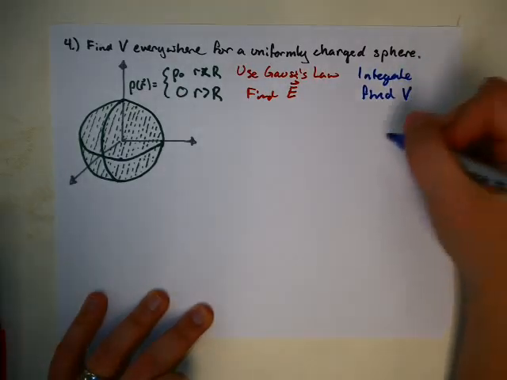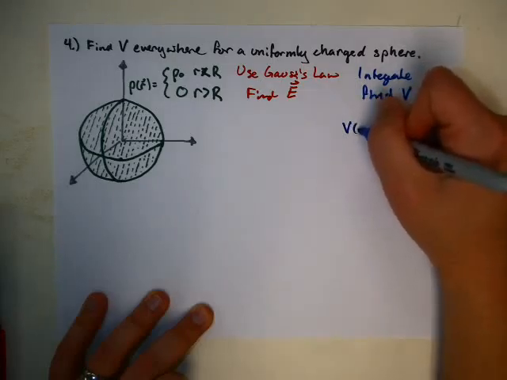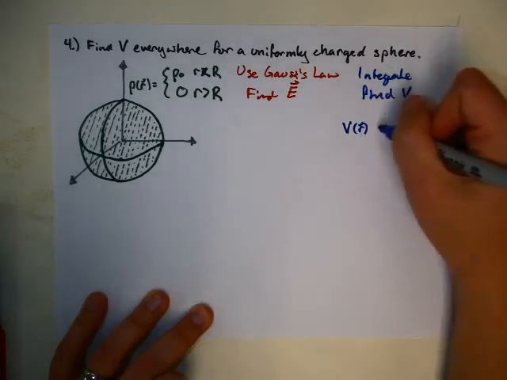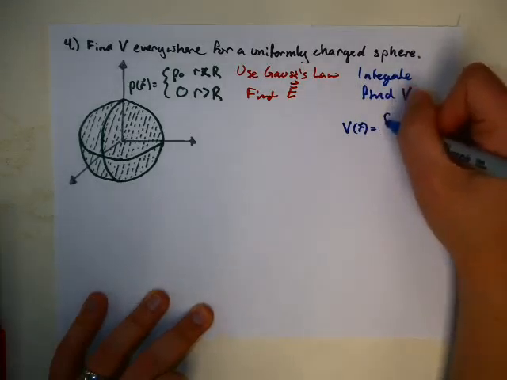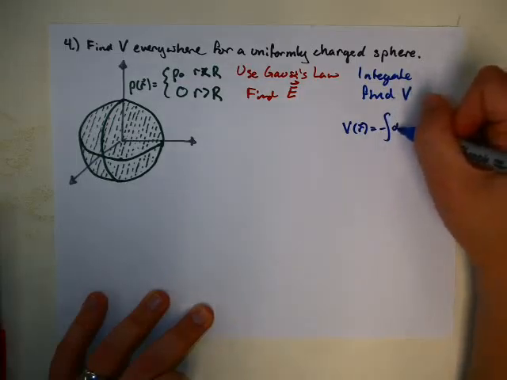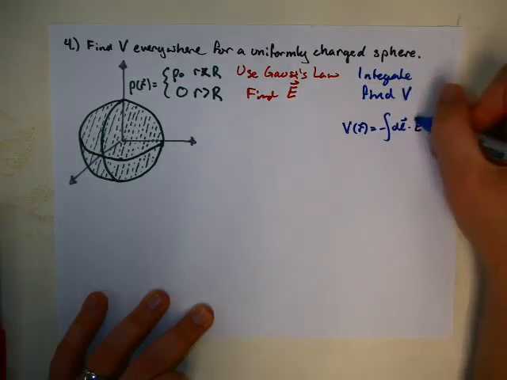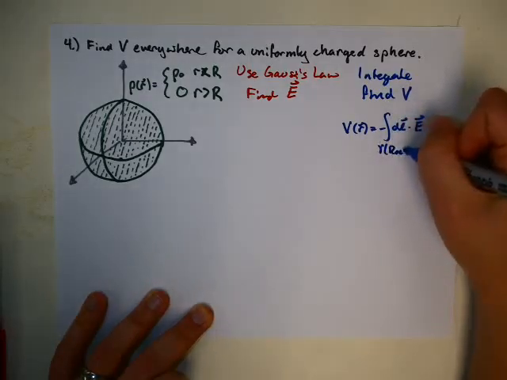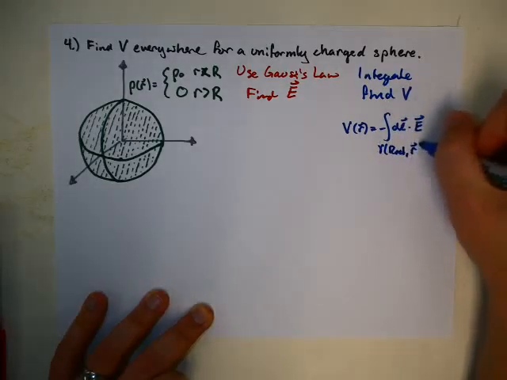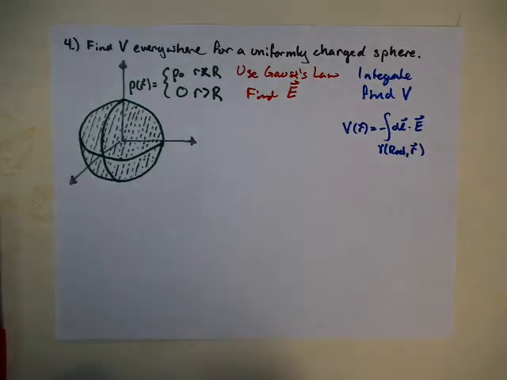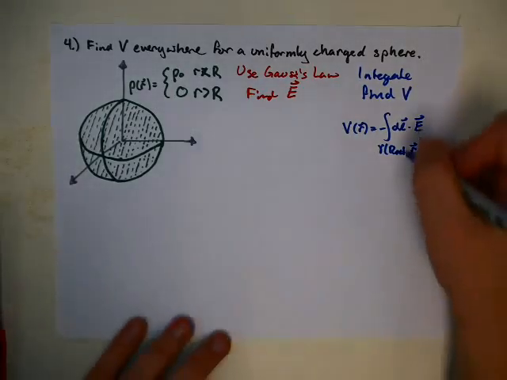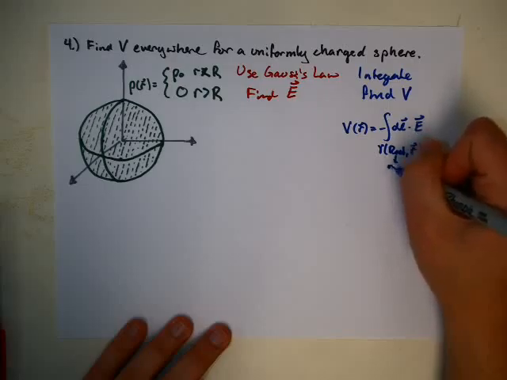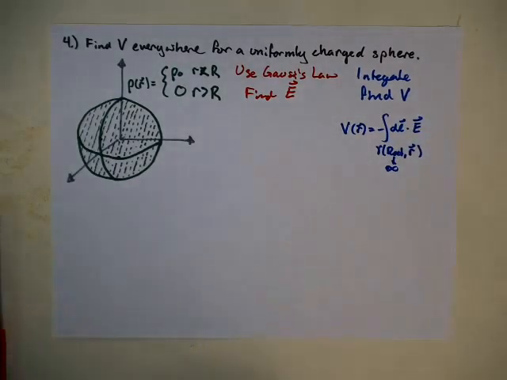The rule we're going to use is that the potential V as a function of position is minus the path integral, dl dot the electric field, where the path that we take is from some reference point to the point that we're interested in. We have spherical symmetry here, so our reference point, of course, is going to be infinity.